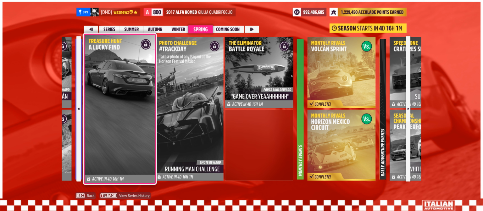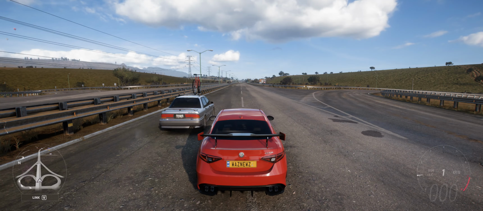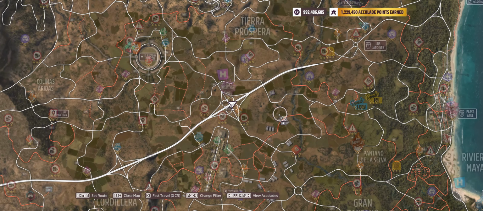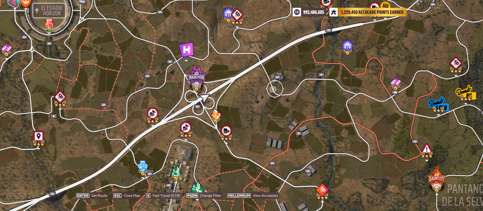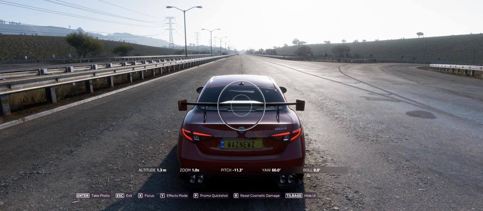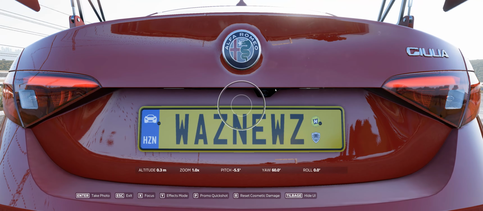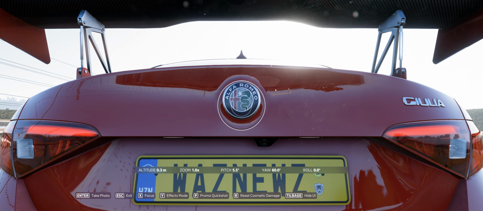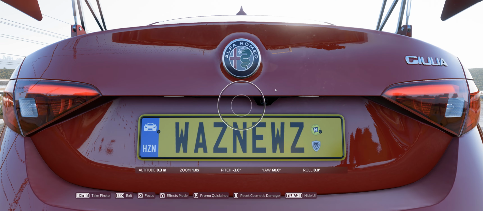And then we got the treasure hunt. A lucky find. Well, the clue is, discover the four-leaf clover on the highway with a car sporting a badge of the same design. Now, the four-leaf clover on the highway is obviously this. In a car with a badge of the same design. Now, I know what you're going to say. Oh my God, that's an Alfa Romeo and that's not a four-leaf clover. And I agree, it isn't.